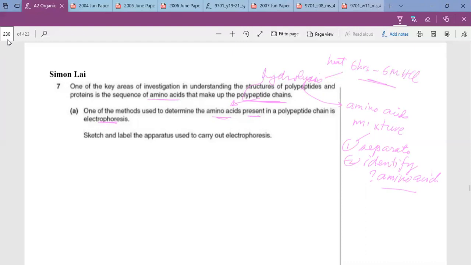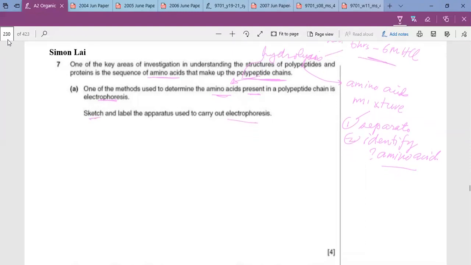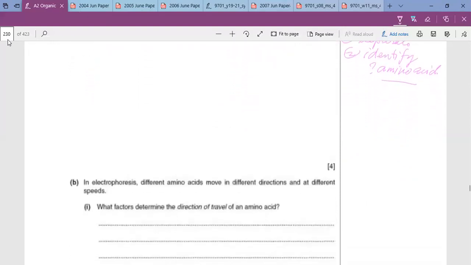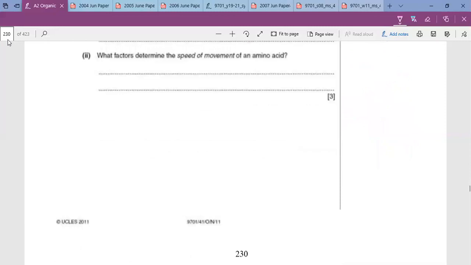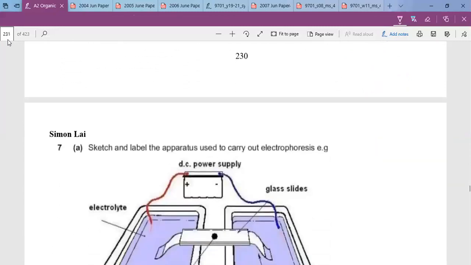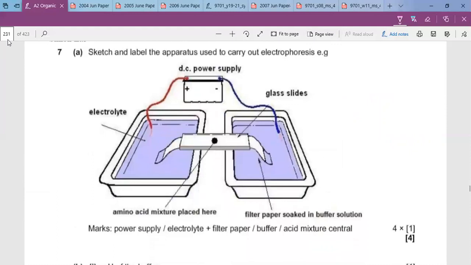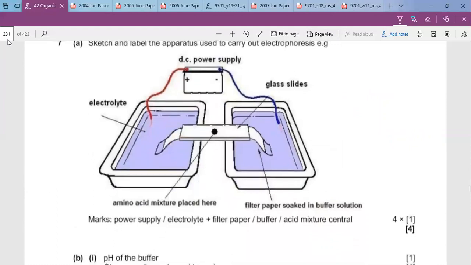So they say sketch and label the apparatus used to carry out electrolysis. That means they say sketch, 4 marks. You look here, 4 marks. Now let's look at the answer script. You're supposed to know this diagram. Of course, a simplified diagram will do, but this is the one they provide in the marking scheme.